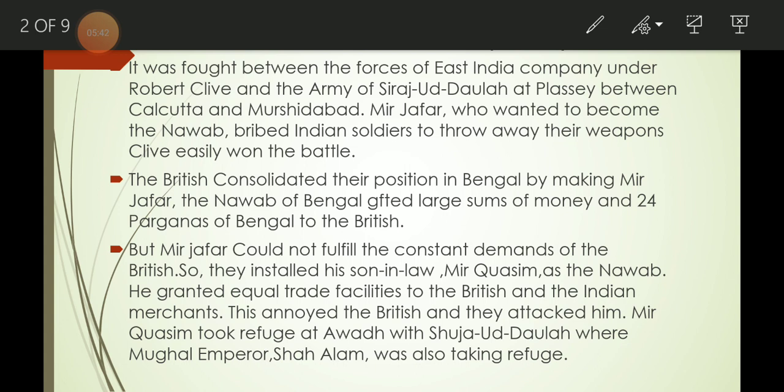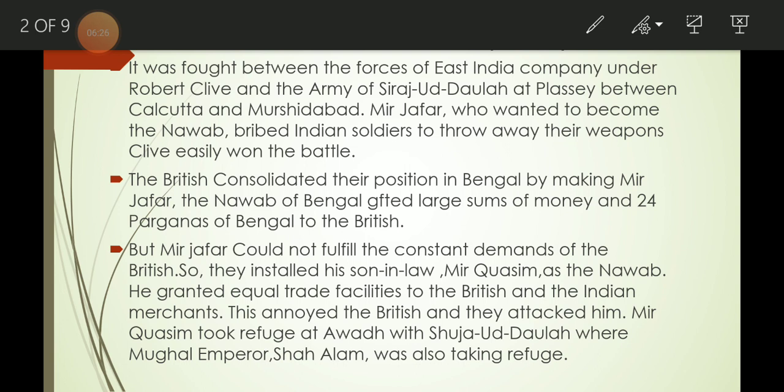He granted equal trade facilities to the British and the Indian merchants. This annoyed the British, and for that cause they attacked Mir Qasim.